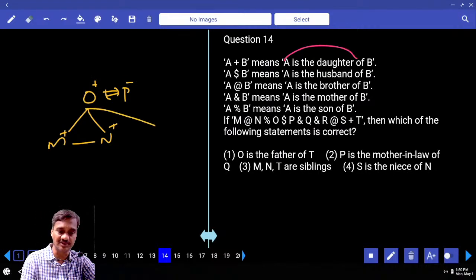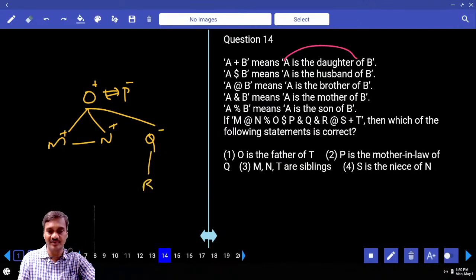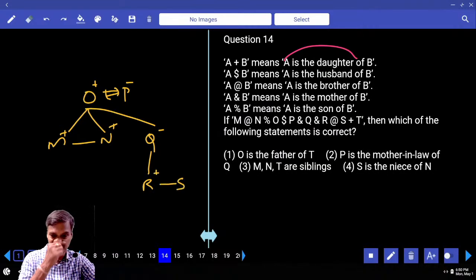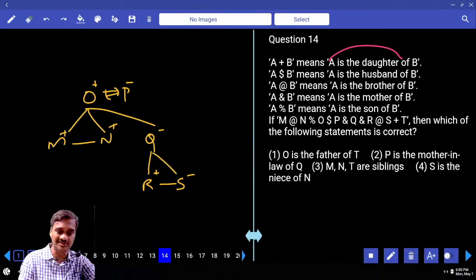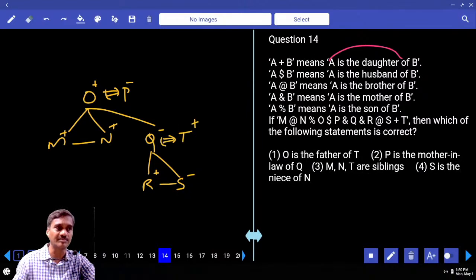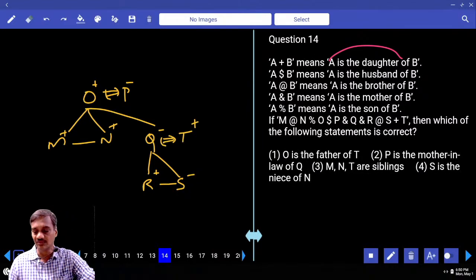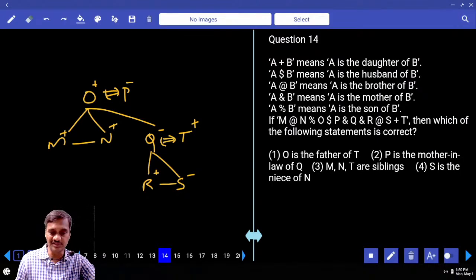Now P is the mother of Q, isn't it? And Q is the mother of R. R at the rate of: R is the brother of S. And S plus T: S is the daughter of T. As of now, S is the daughter of Q, and S is the daughter of T as well. Q and T are a married couple. Then, which of the following is correct? O is the father of T. That is false. Next one.